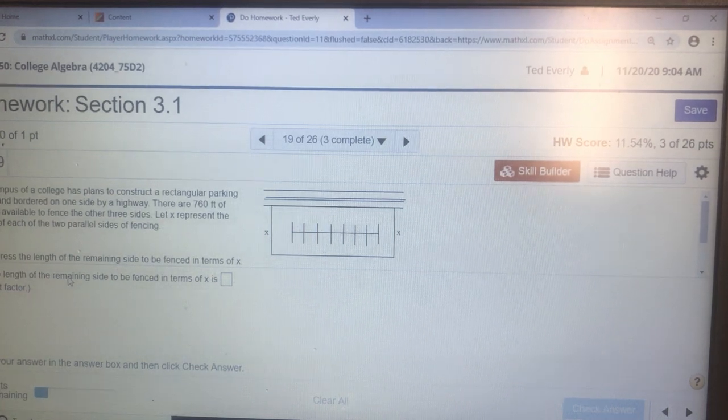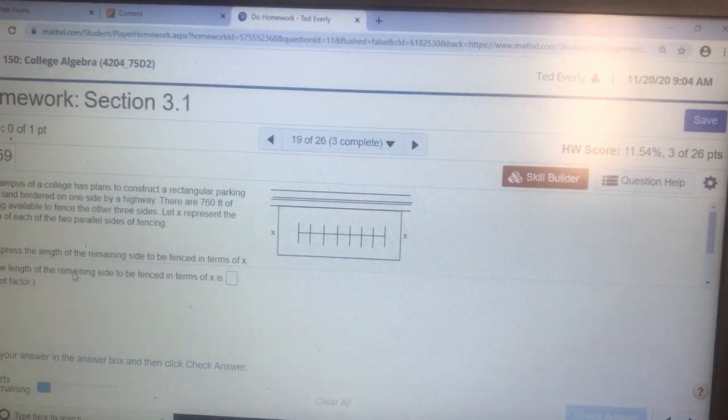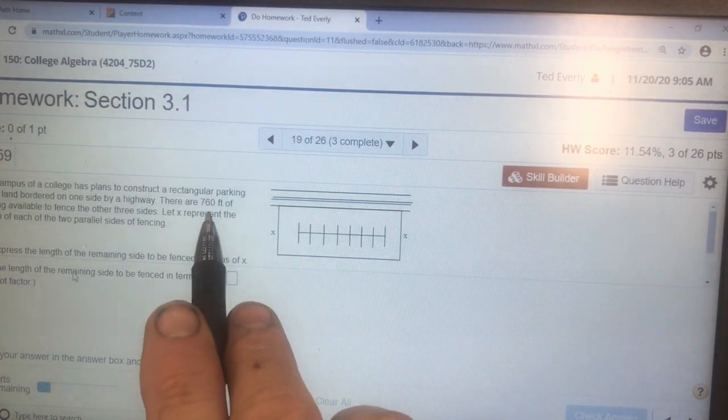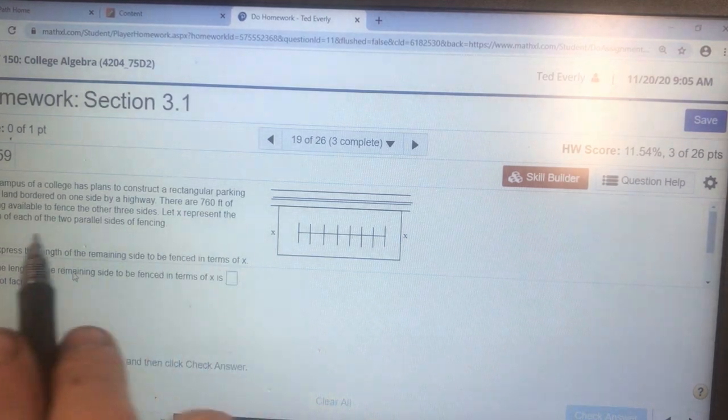All right, 19. Yeah, we're doing 19 here. All right, in this one that says there's 760 feet of fencing available.